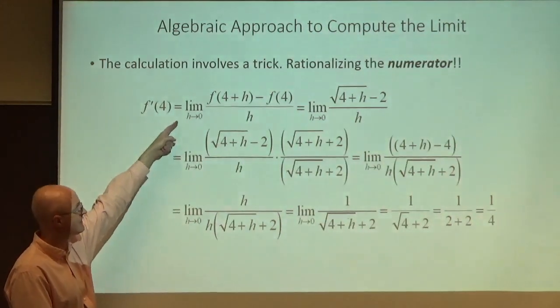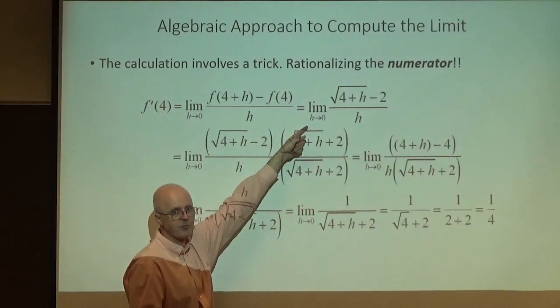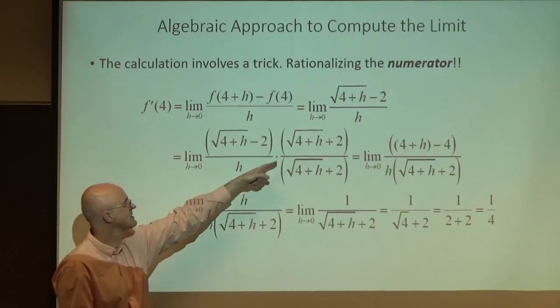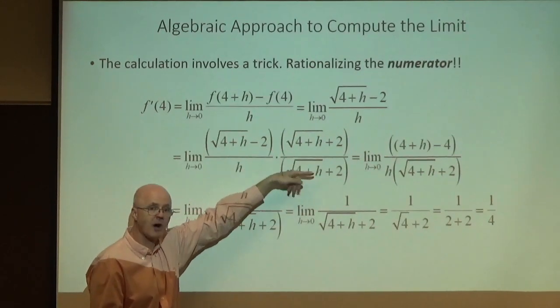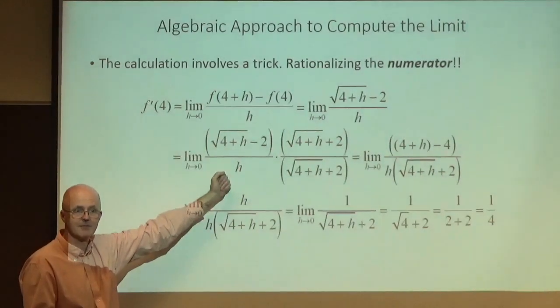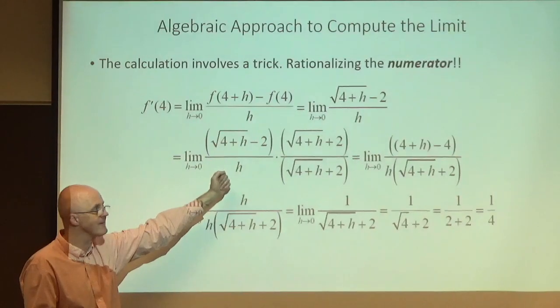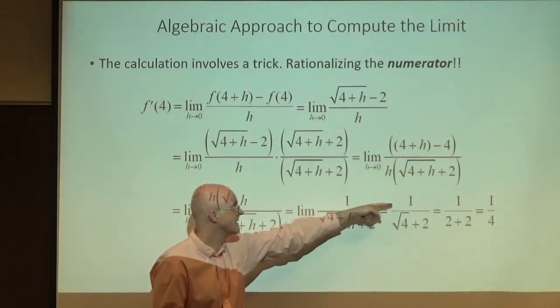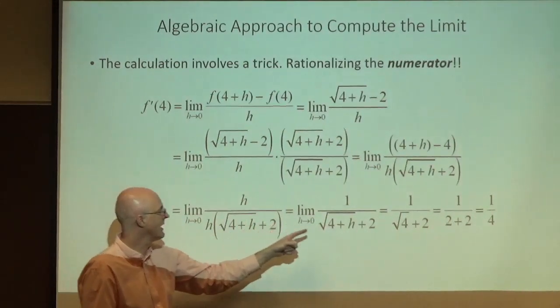Definition of the derivative. Formula for the function, it's the square root function. Multiplication by 1. This is essentially just a big 1, doesn't change the function. Simplify, that's just algebra. Continue to simplify, more algebra.